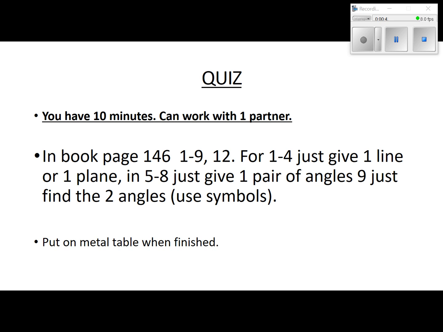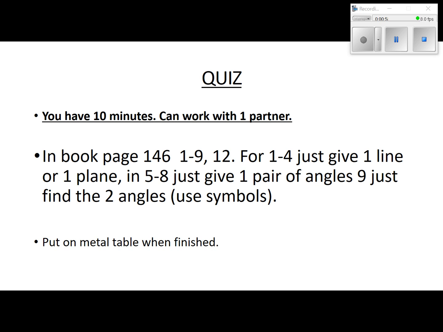On 1 through 4, just give one line or one plane. You don't have to give all of them. All right? The directions say give all of them. I just want one line or one plane. Make sure you use your symbols.